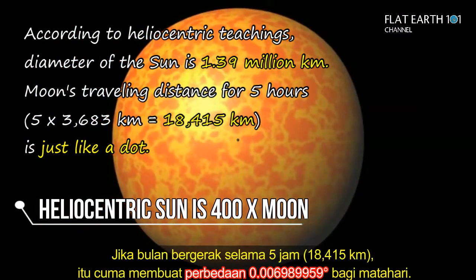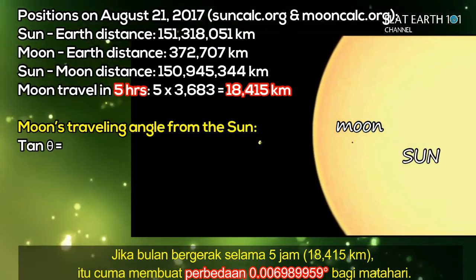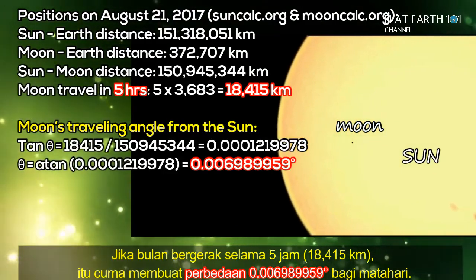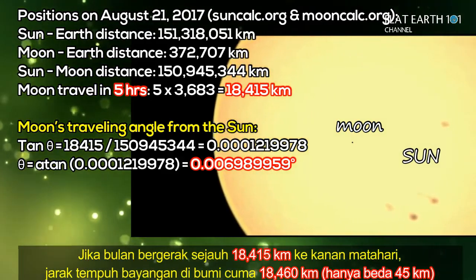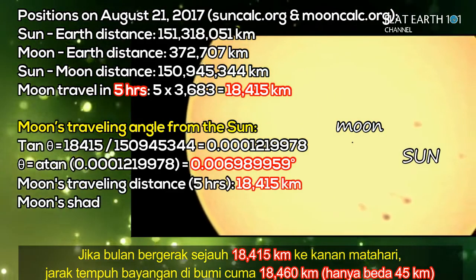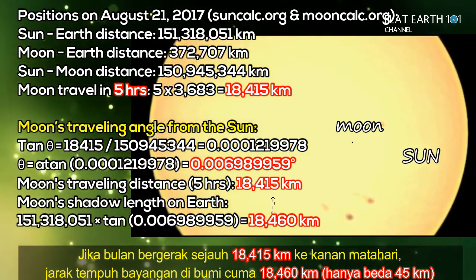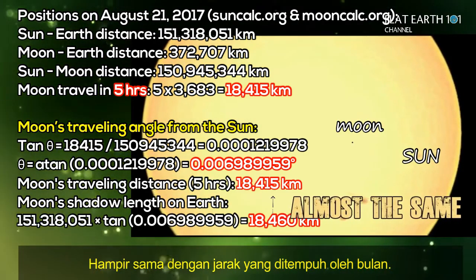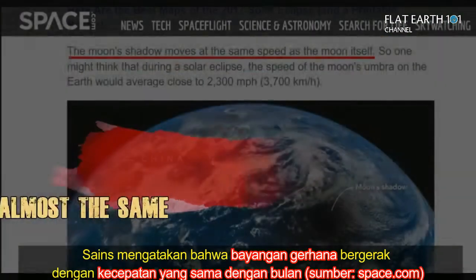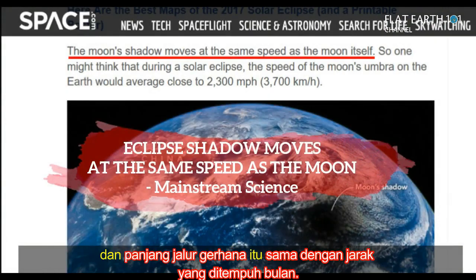If the Moon moves in 5 hours 18,415 kilometers, it only makes 0.006989959 degree difference. If the Moon moves 18,415 kilometers to the right side of the Sun, the shadow's distance on Earth is 18,460 kilometers, almost the same as the distance traveled by the Moon. Science says the eclipse shadow moves at the same speed as the Moon, and the eclipse shadow path is the same length as the distance traveled by the Moon.